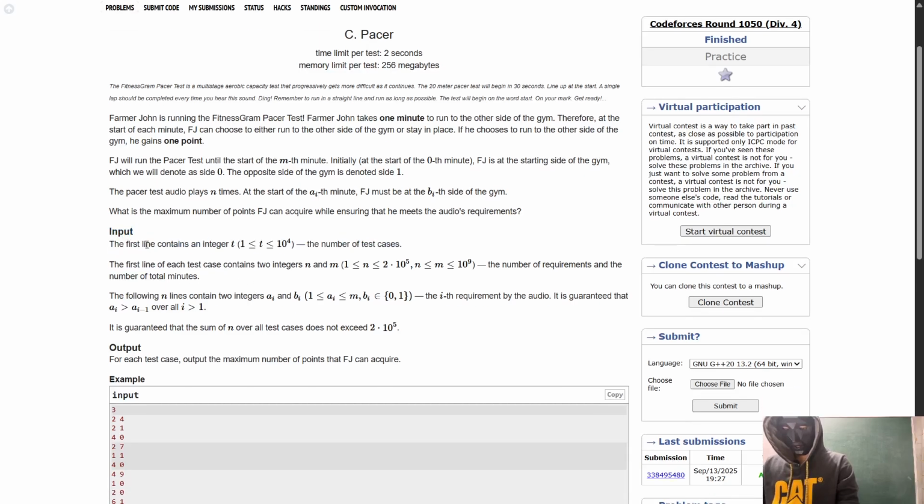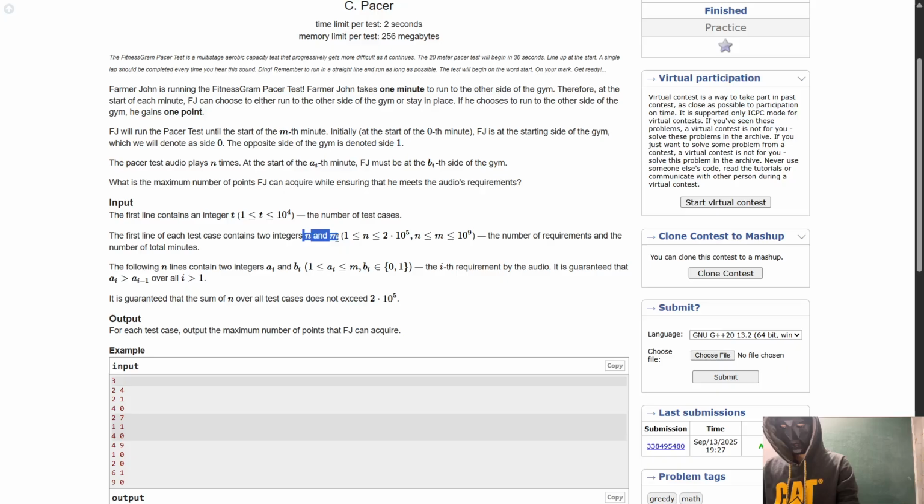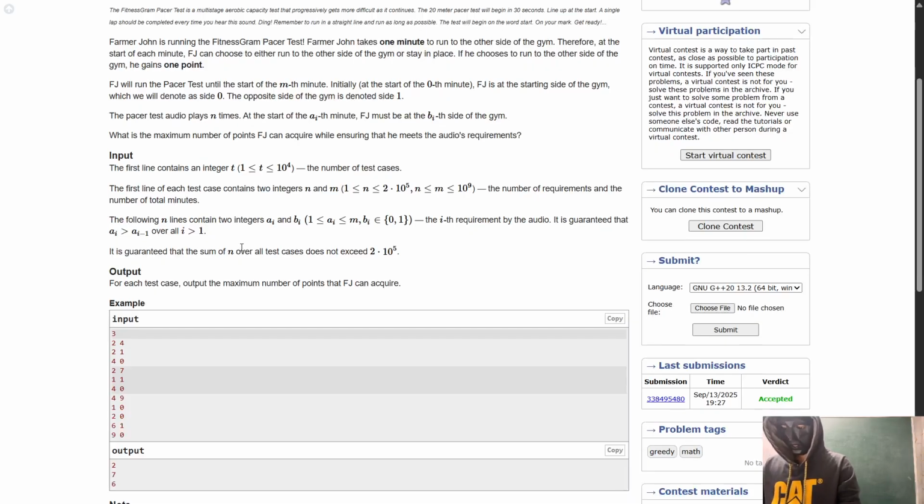We have multiple test cases. For every test case, we have integers n and m. n is the number of requirements, and m is the total number of minutes. The following n lines contain two integers ai and bi. It is basically the ith requirement of the audio, meaning Farmer John should be at this state.